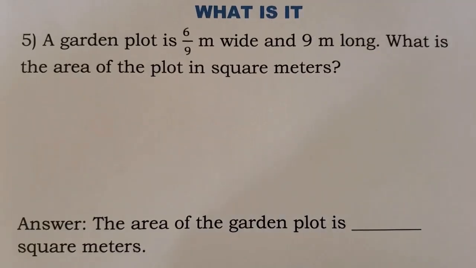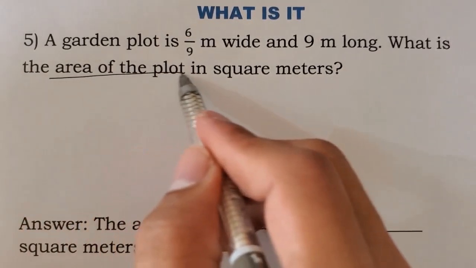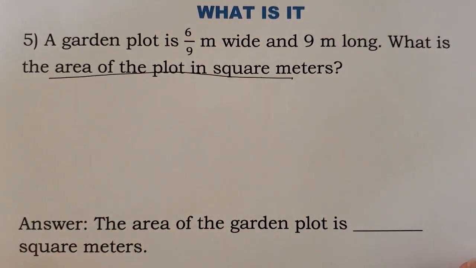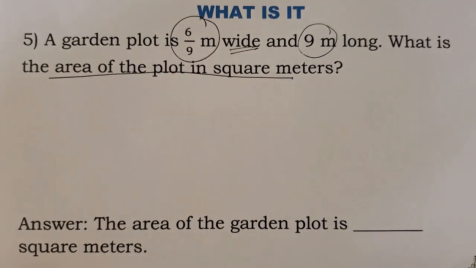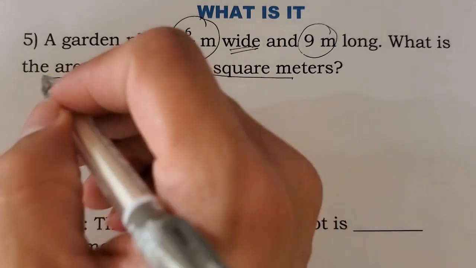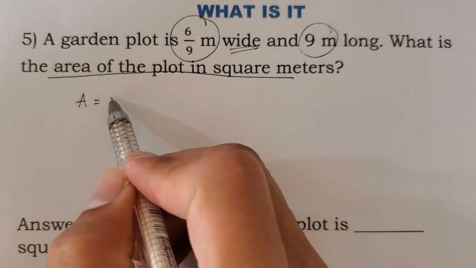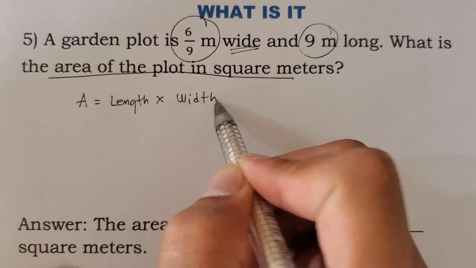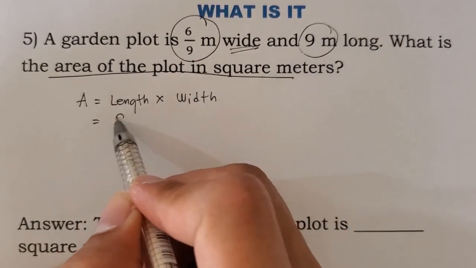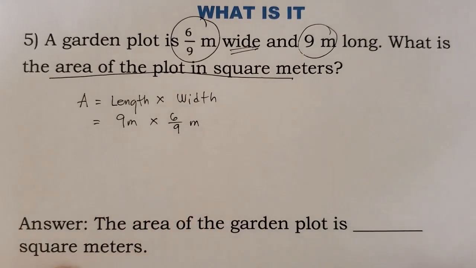To solve for this problem, again, we need to know what is asked. And what is asked in this problem is the area of the plot in square meters. The given here are 6/9 meters wide, which is the width, and 9 meters long, which is the length. So, as what I have told you a while ago, in order for us to solve for the area, we need to multiply the length and the width. And of course, the length here is 9 meters times the width, which is 6/9 meters.